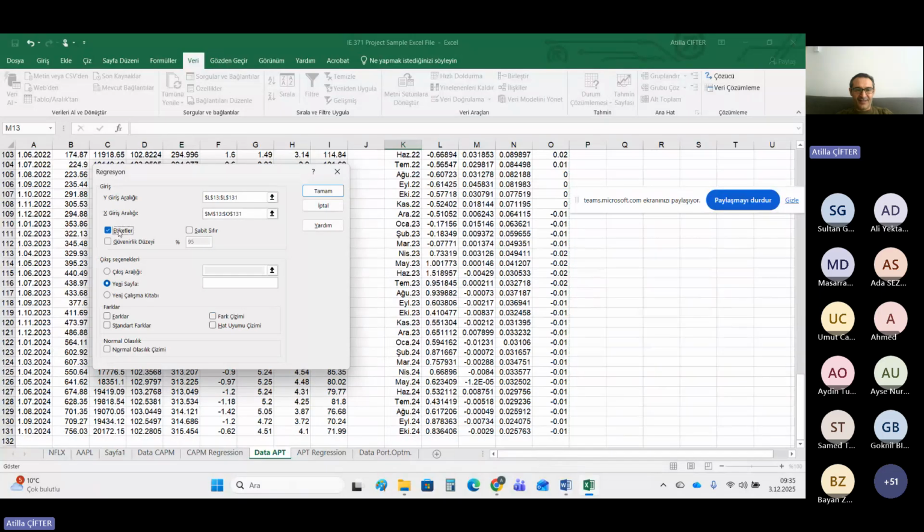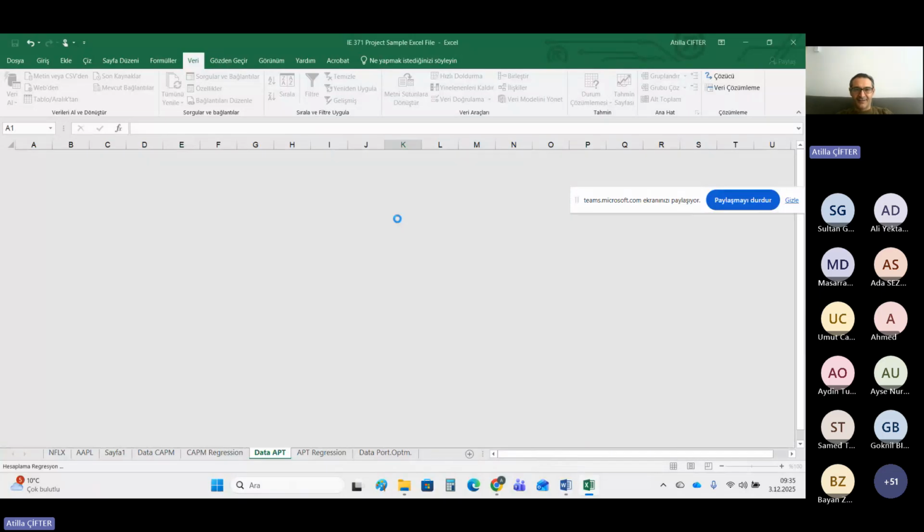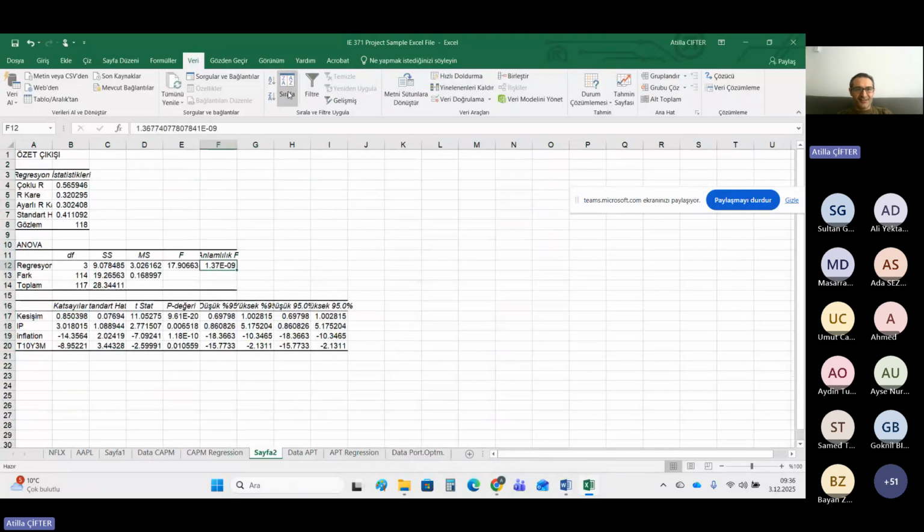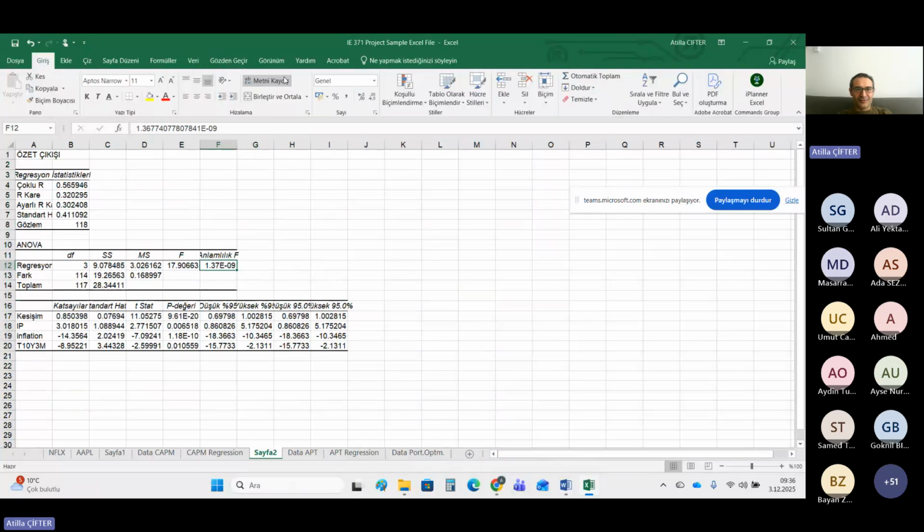And then since I have labels, headings, I select etiketler. Then I run the regression output. You can see here, regression is overall significant. How did we understand that regression was overall significant? Because its p-value for ANOVA, which is F statistics, is less than 0.05.